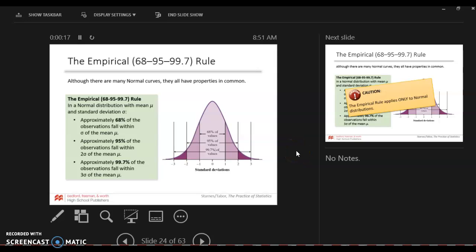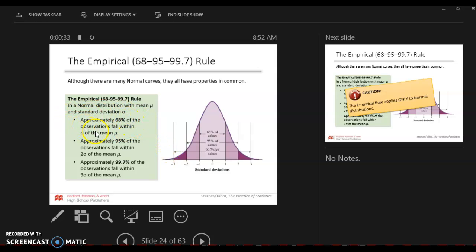Hey everybody, this is the second part of the 2.1 notes. The focus today is going to be on calculating proportions under a normal curve using a calculator. I just want to quickly go over yesterday though.